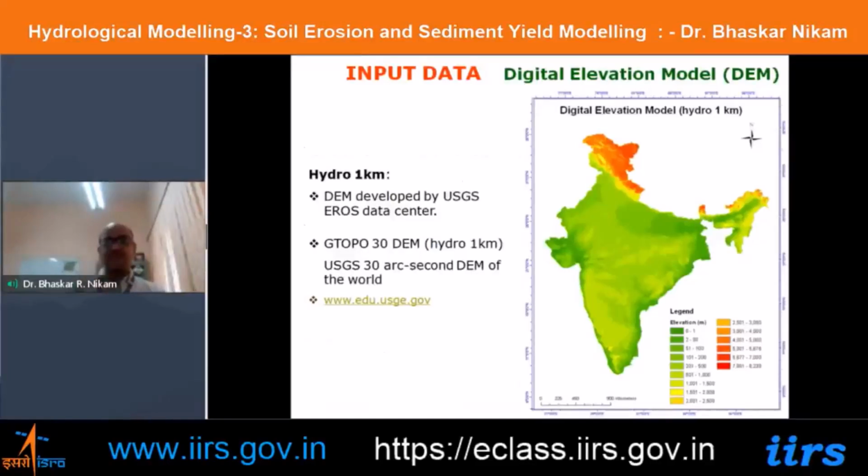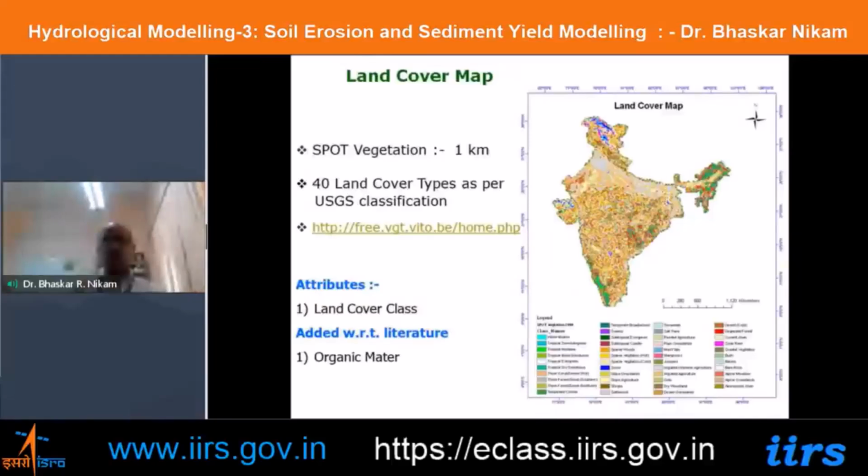Next, I want to calculate land cover related parameters. So I need land use land cover information. Using remote sensing data, you can generate your own land use land cover. If you don't want to go into all those details, there are freely available land use land cover maps for the entire globe. They are, of course, of resolution 1 kilometer by 1 kilometer.